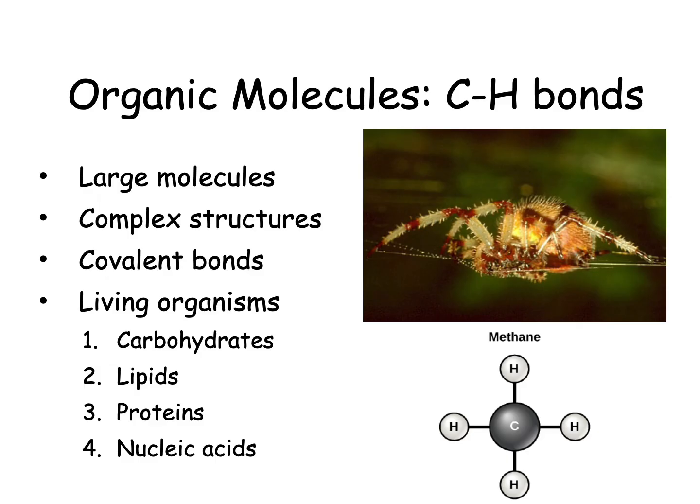Okay, so we're ready to move off now into the large complex molecules you find in living organisms. These are organic molecules. They have carbon and hydrogen bonds. They're very large molecules with complex structures. The molecules are, for the most part, covalently bonded, and all living organisms contain organic molecules. And there are four basic types: carbohydrates, lipids, proteins, and nucleic acids. There's a very simple organic molecule, one carbon and four hydrogens, that's methane.